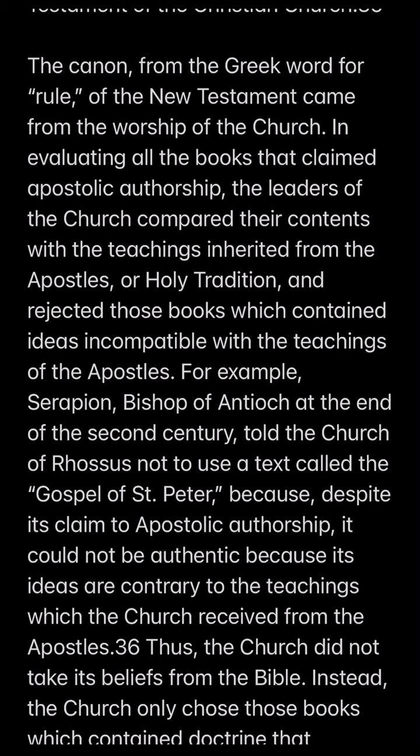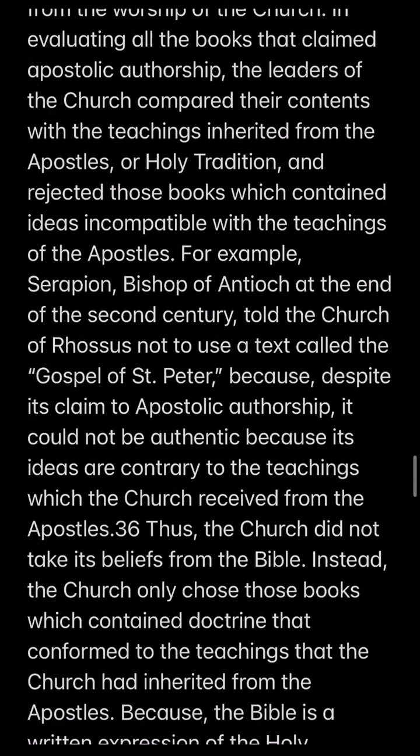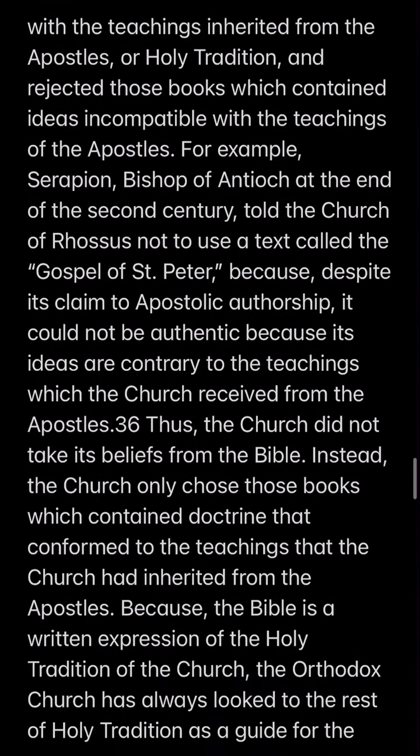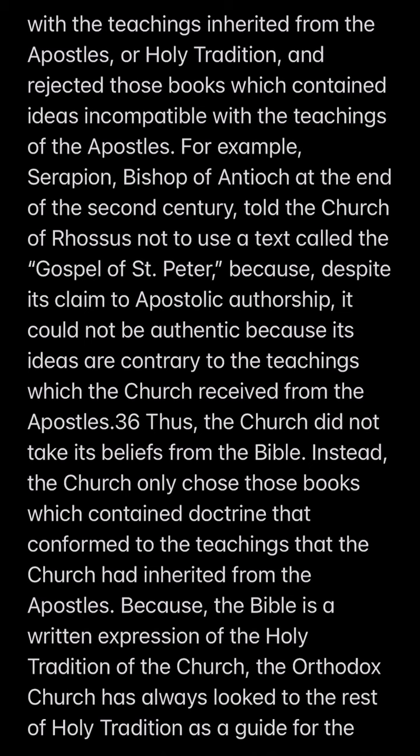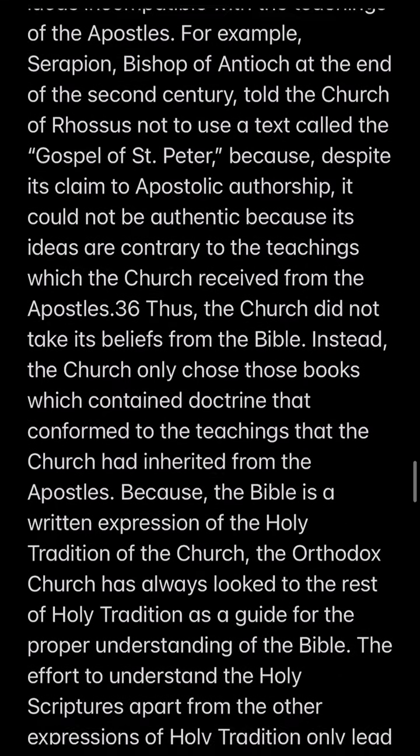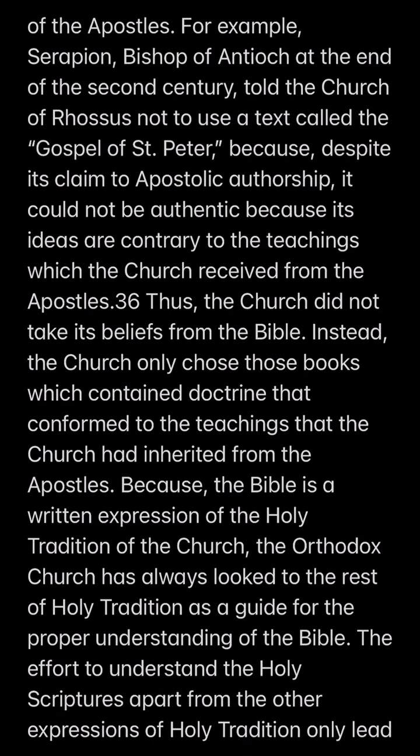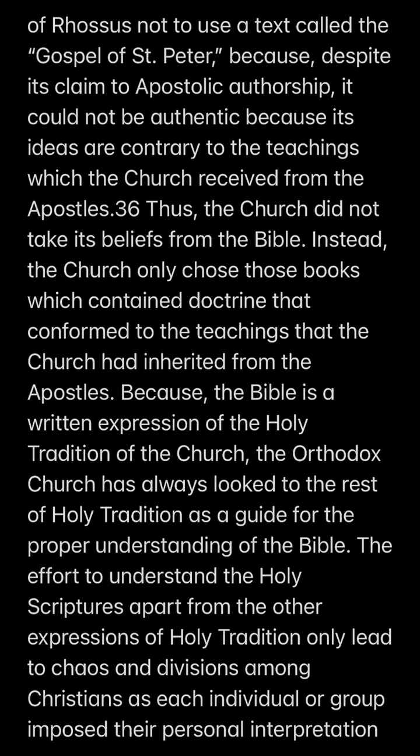In evaluating all the books that claimed apostolic authorship, the leaders of the Church compared their contents with the teachings inherited from the apostles, or holy tradition, and rejected those books which contained ideas incompatible with the teachings of the apostles. For example, Serapion, Bishop of Antioch, at the end of the 2nd century, told the Church of Rossos not to use a text called the Gospel of St. Peter, because despite its claim to apostolic authorship, it could not be authentic because its ideas are contrary to the teachings which the Church received from the apostles.